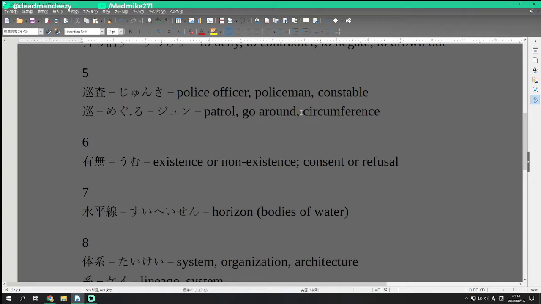Jun or Meguru is to go around or a circumference.